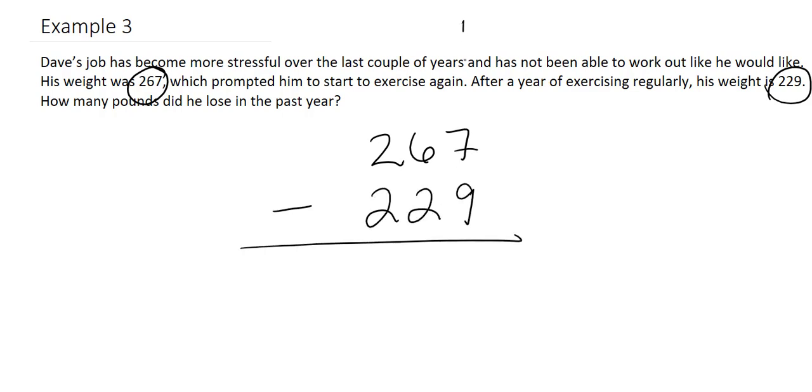We start right on the far right. 7 minus 9 can't be done, so we need to go ahead and borrow. So the 6 minus 1 becomes a 5. Now we have a whole 10 to add to the 7, so we have 17. Minus 9, so that would be 8. Then 5 minus 2 is 3. 2 minus 2 is just 0. So how many pounds did he lose? He lost 38 pounds.